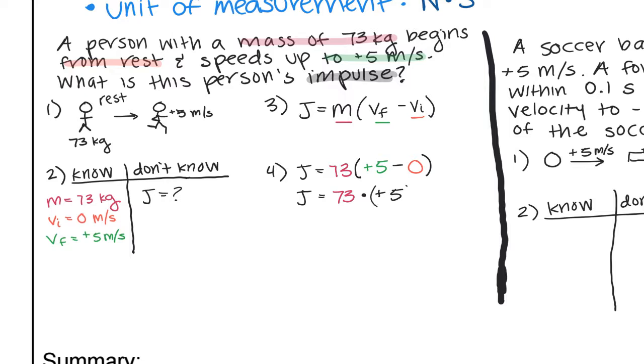73 times positive 5. You can plug that in your calculators if you want, is equal to an impulse of positive 365. And again, remember our new units that we learned, newton seconds.